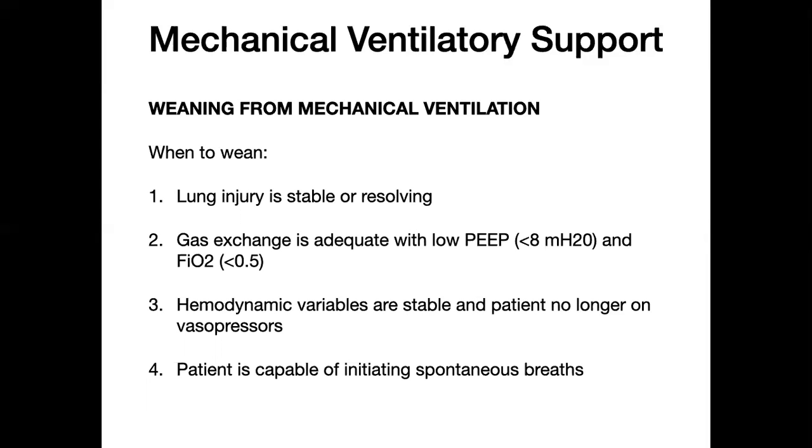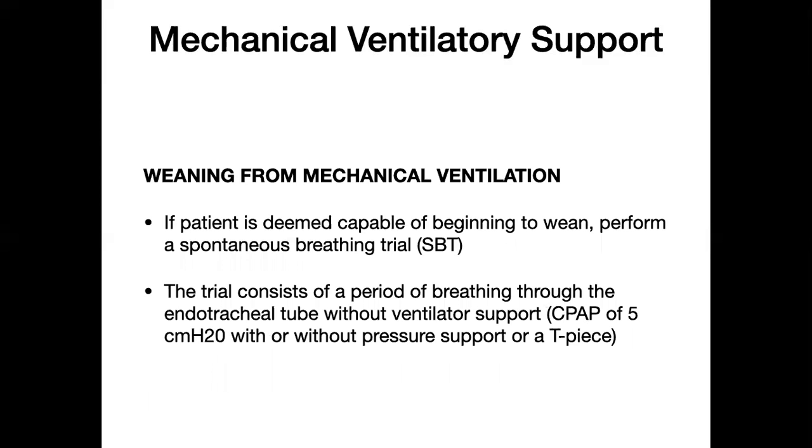If the hemodynamic variables are stable and the patient no longer needs vasopressors, then you may try to wean the patient, and if the patient is capable of initiating spontaneous breaths. If the patient is deemed capable of beginning to wean, perform a spontaneous breathing trial. This trial consists of a period of breathing through the endotracheal tube without ventilator support. You could give a CPAP of 5 centimeters water with or without pressure support, or just let the patient breathe on the T-piece.